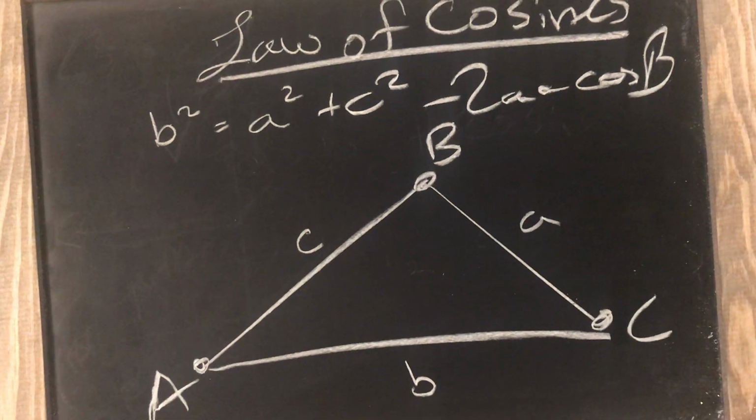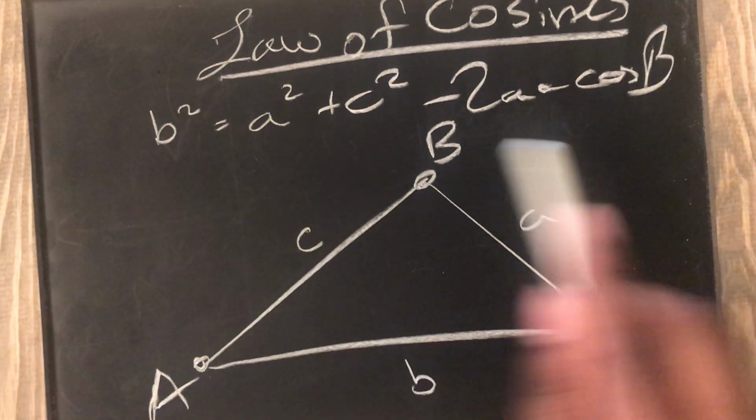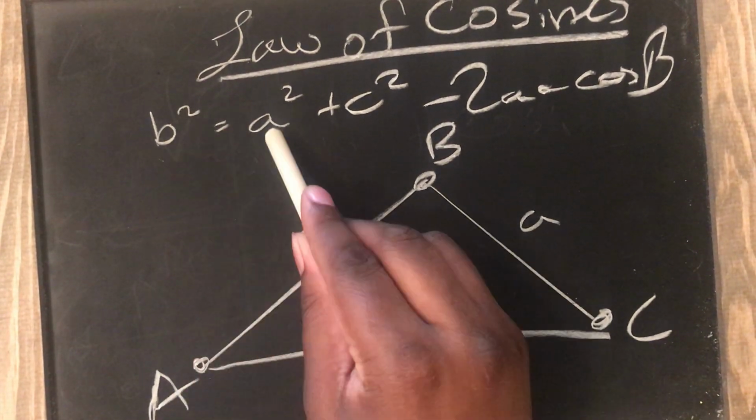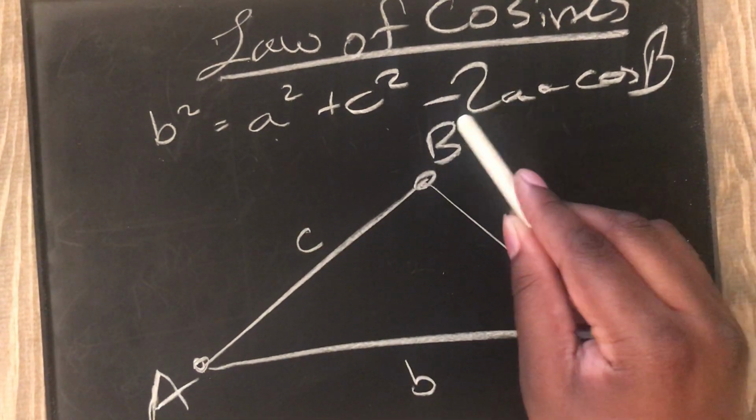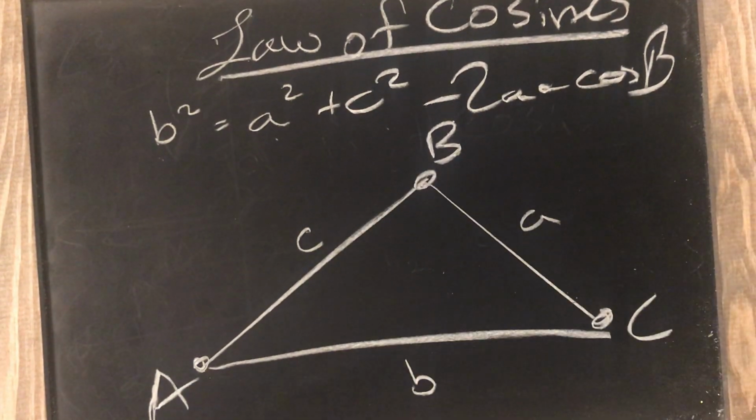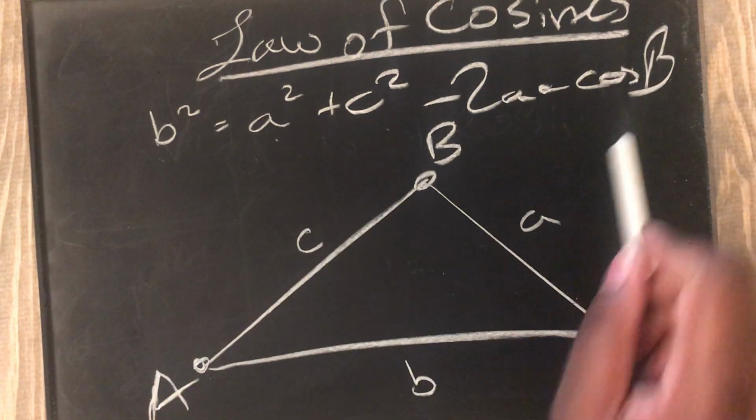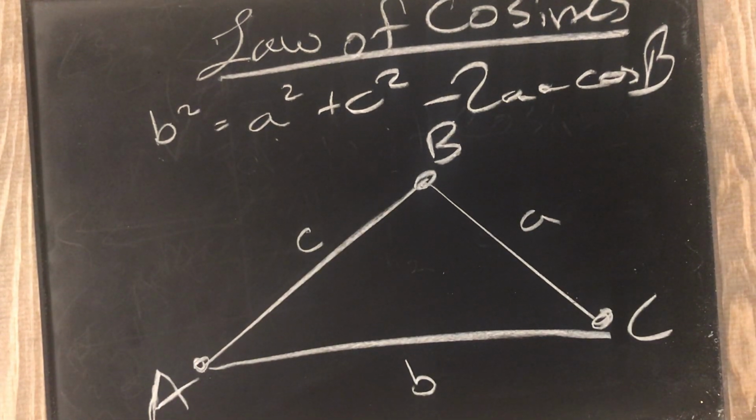Obviously you can rearrange these. For example, c squared equals a squared plus b squared minus 2ab cosine of C. So it just depends on which side you want.